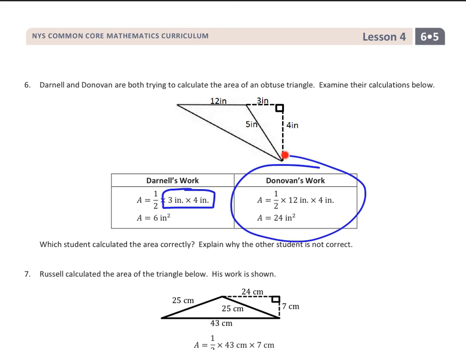But we know the height is 4 because it comes 90 degrees from what we're calling the base to the point. So the base is 12, the height is 4, and Darnell did this 3 times 4. So he found the area of this part that is not even part of the original triangle.